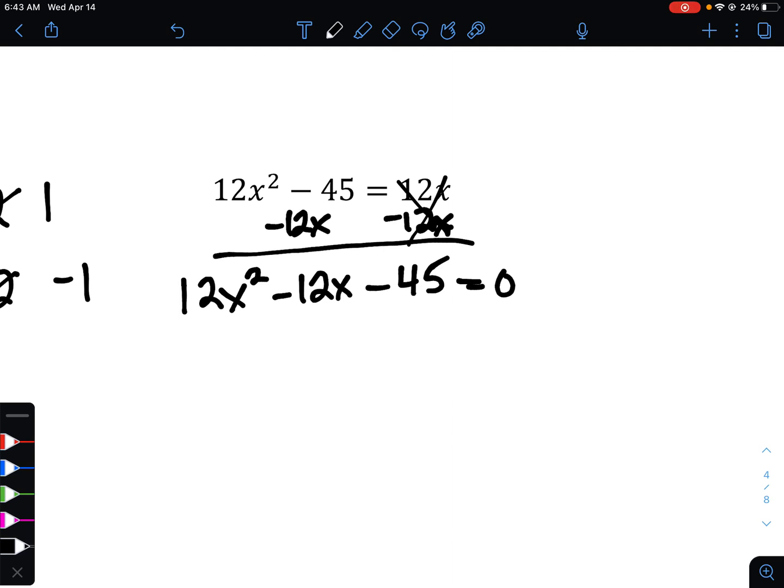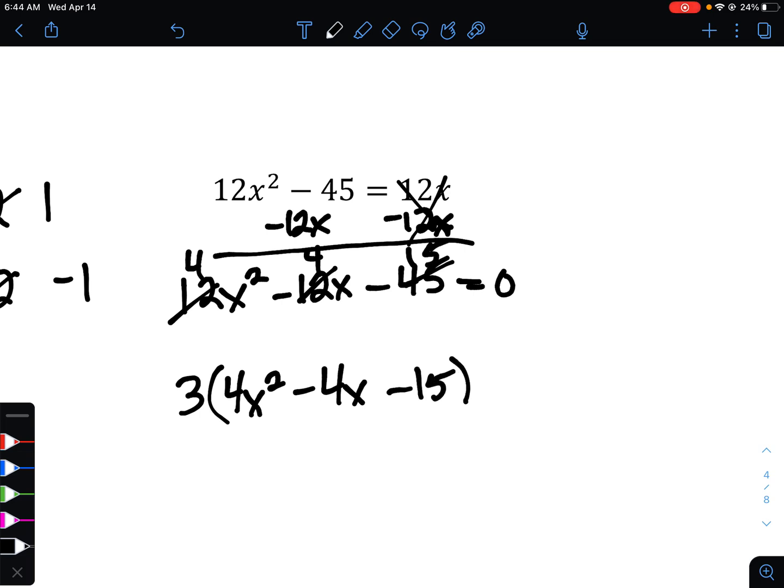Next, we'll go ahead and look for a greatest common factor. And in fact, 12, 12, and 45 are all divisible by 3. 12 divided by 3 is 4, so 4x squared. 12 divided by 3 is also 4, so minus 4x. And 45 divided by 3 is 15, so minus 15, and then that's equal to 0.